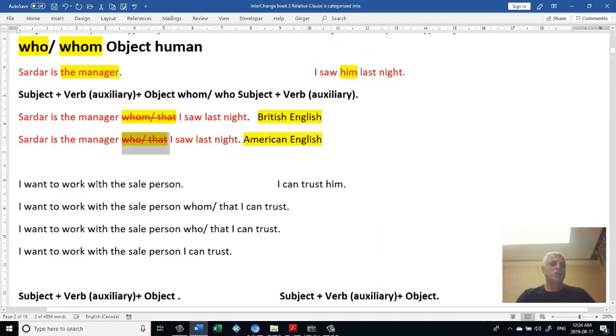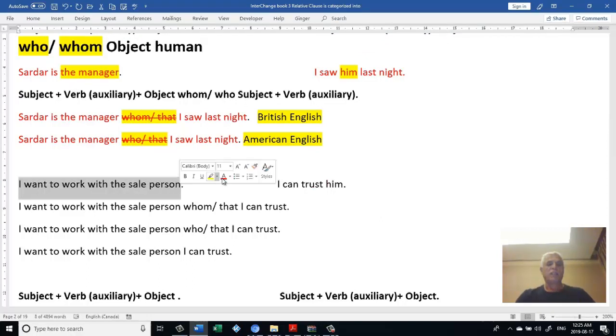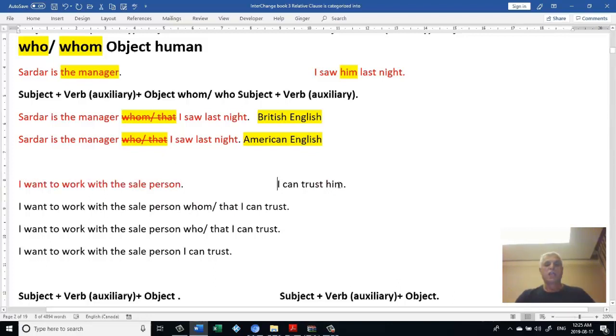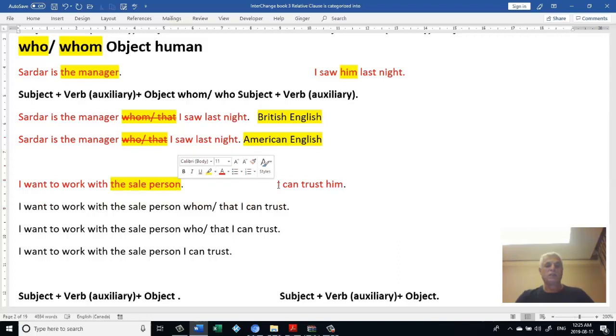I want to work with the salesperson. That's my first sentence. The second one, I can trust him. Then the common between the two, we have here the salesperson. This is from the first sentence.